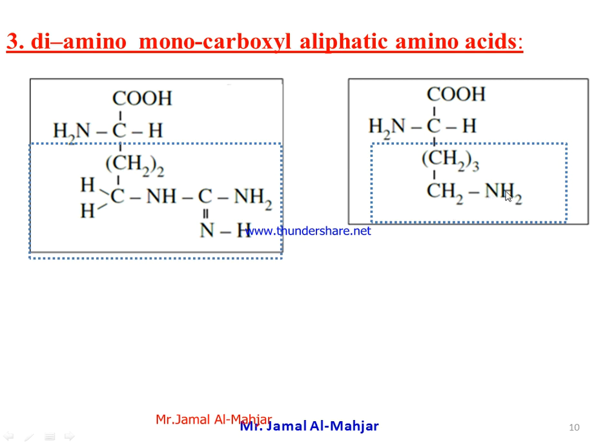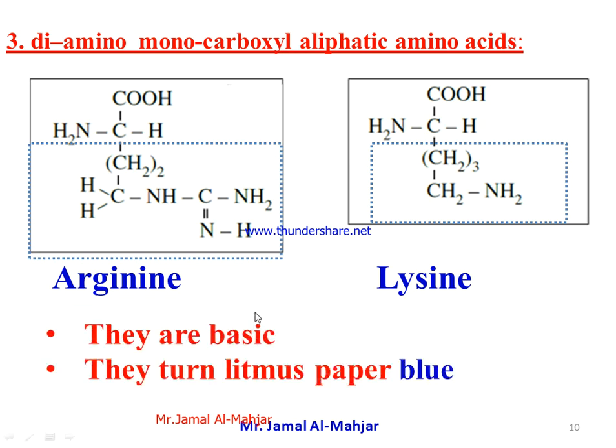In this case, we have diamino, two amino and one carboxyl. Look, this is amino, and this is another amino, diamino, one carboxyl. This one, what do you call it? It's lysine, and this one you call arginine. Now, they are basic, that means they turn litmus paper blue.